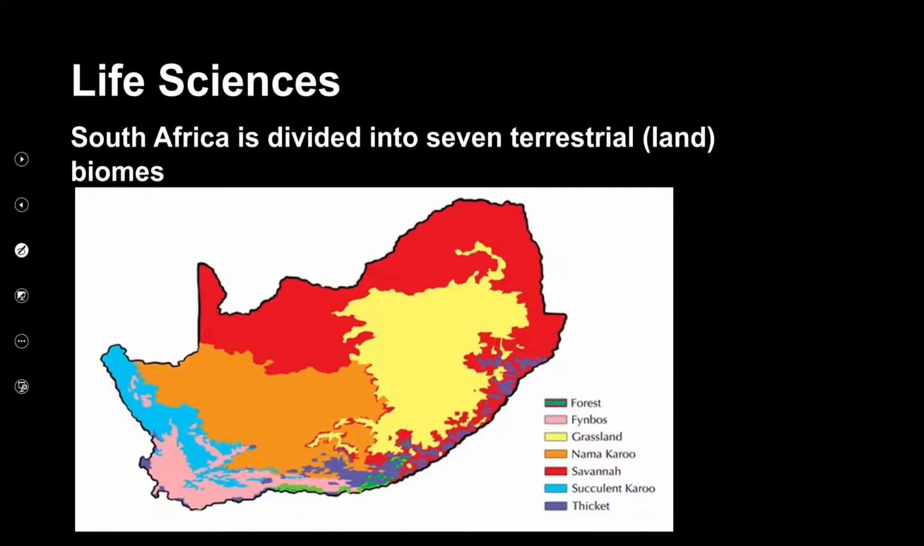Let's look at the map of South Africa, and let's look at how it's divided into the 7 different biomes. It's important that we first look at the key, and the key often is a color-coded area that gives you the locations of each of these biomes. In this map, all we need to look at is the geographical locations of these.